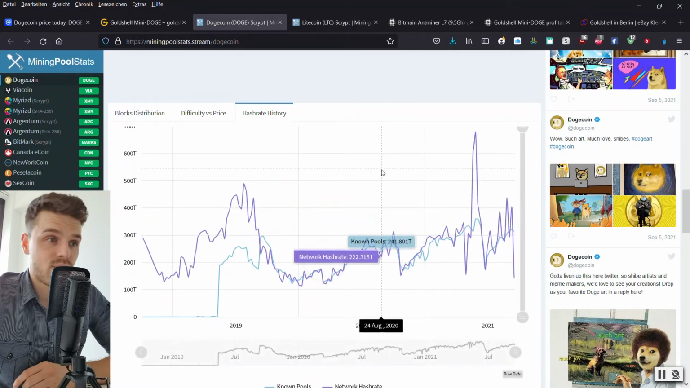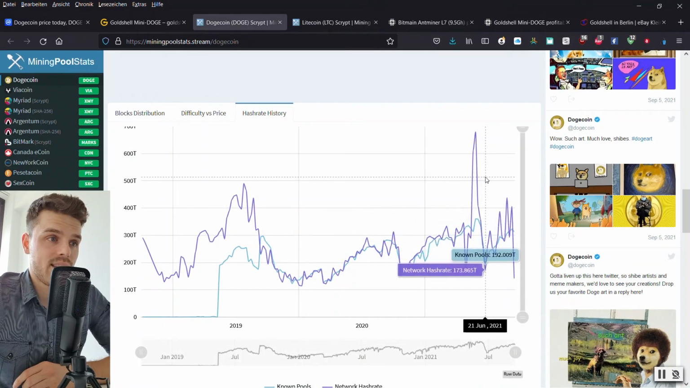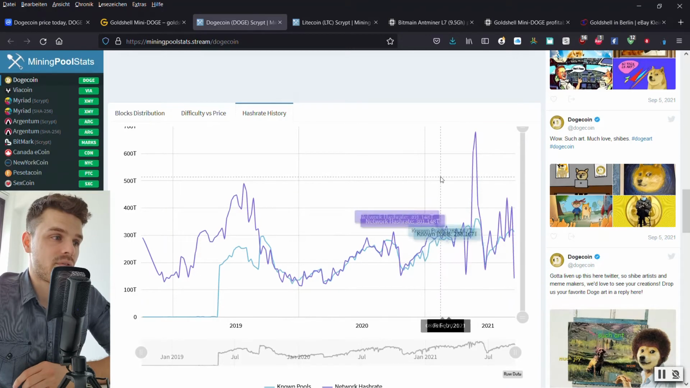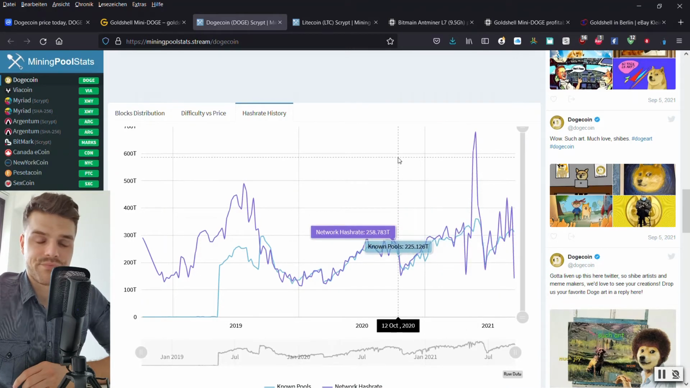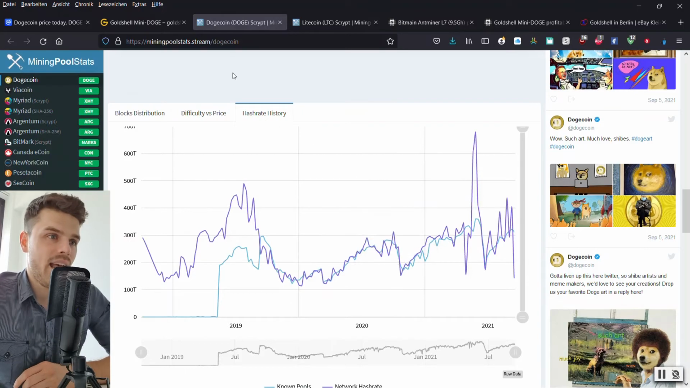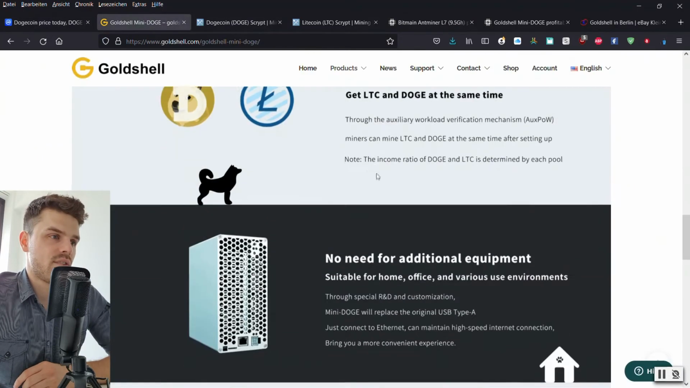However, compare this to Doge, where as you can see, the hash rate profited a lot from people fleeing Litecoin and coming to Doge, and also thanks to the tweets of Elon.